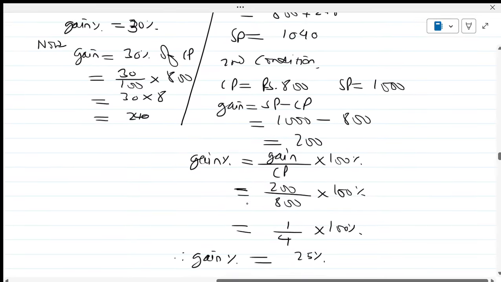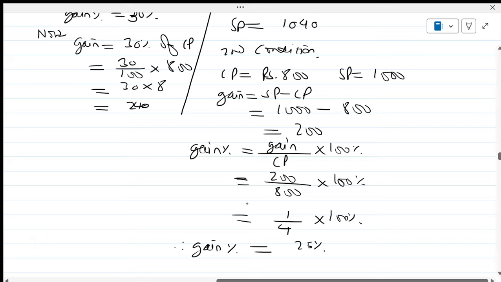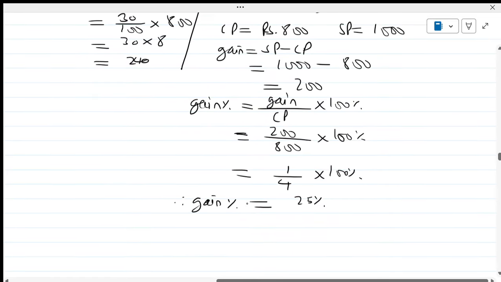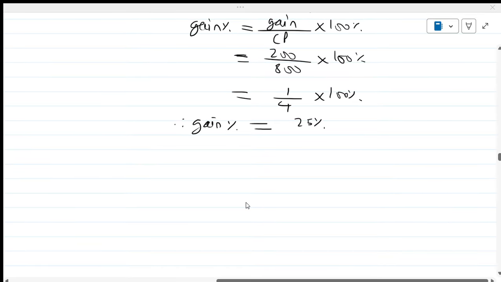So their gain percent is 25 percent. So this is for the second case, where we are finding gain, where we have found gain percent 25%, when he sold the same helmet which was purchased for 800 for 1000 rupees, right? Okay, so I've made it clear with number B. Now I go with another number.